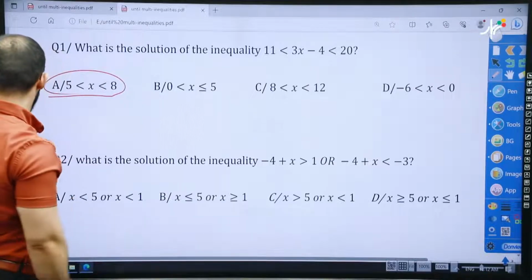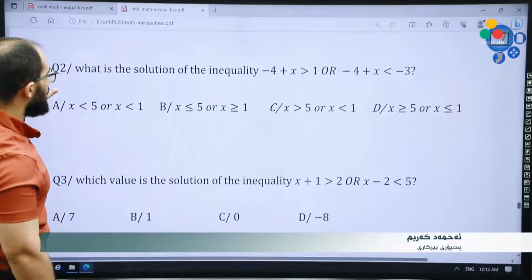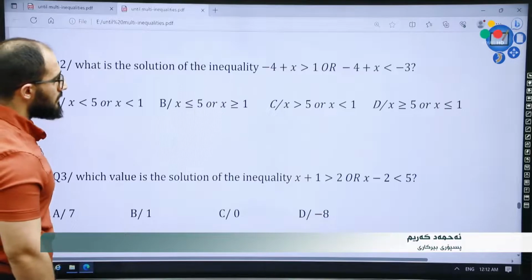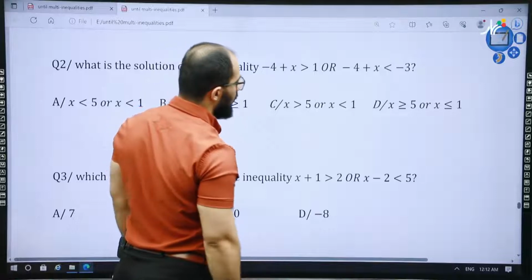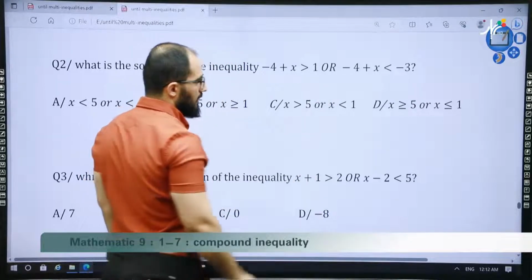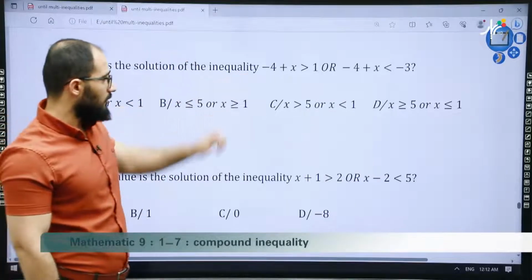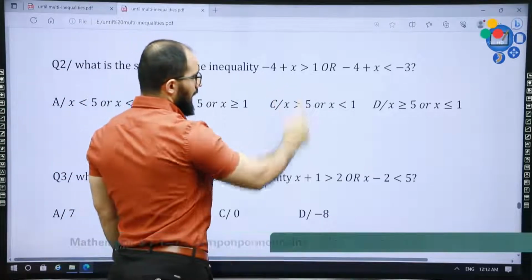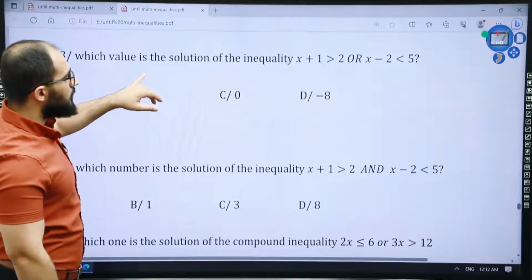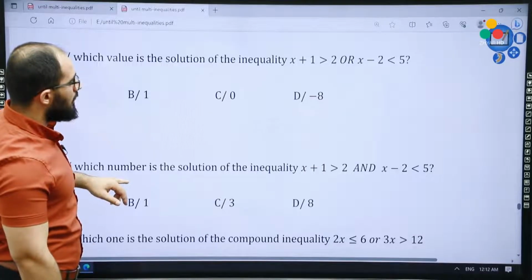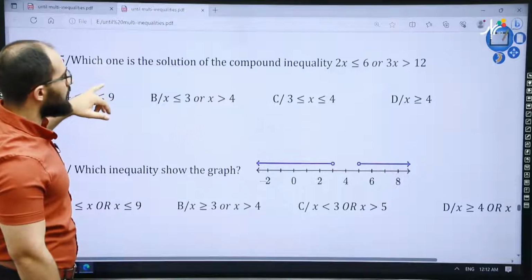Then for question 2, we have an or inequality. It says negative 4x plus x greater than 1, or negative 4 plus x is less than negative 3. In the examples, we have solved that example, but there we had a instead of x, so it's a repeated example. Okay, because the rest of the questions are repeated, let's solve question number 5.